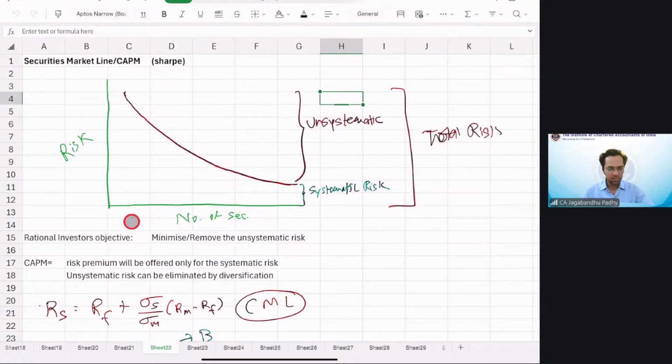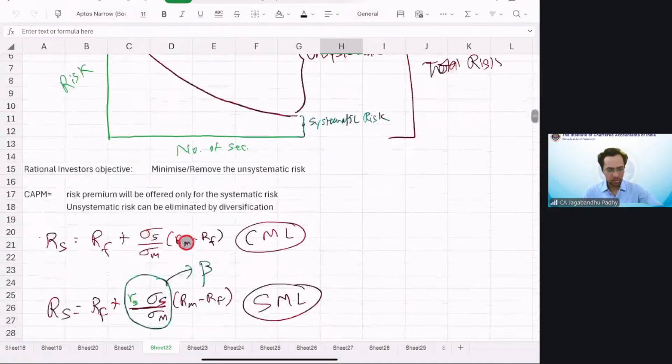So the rational investor's objective is to minimize or remove the unsystematic risk. And also in CAPM, risk premium will be offered only for the systematic risk, right? So whatever amount of systematic risk you are carrying, only for that will you be paid a risk premium and not for the total risk.